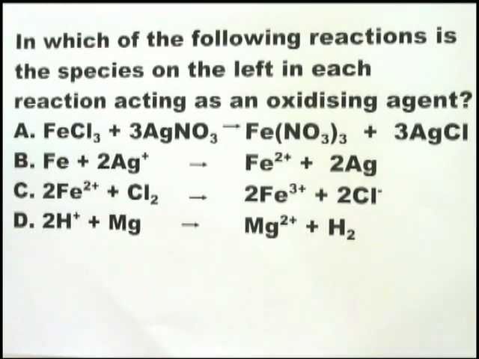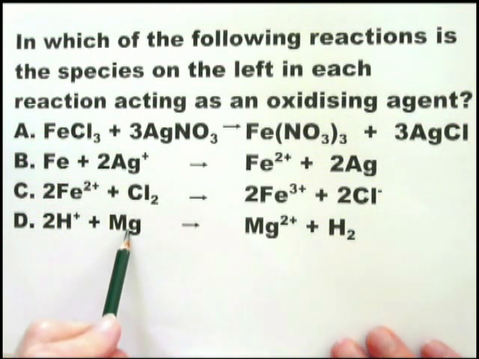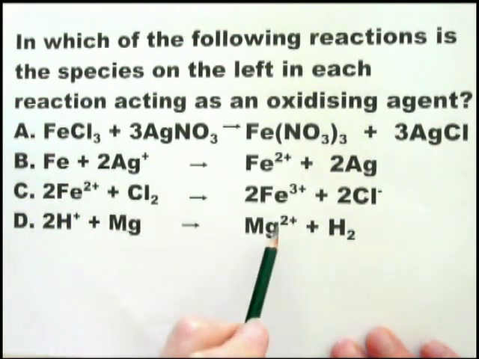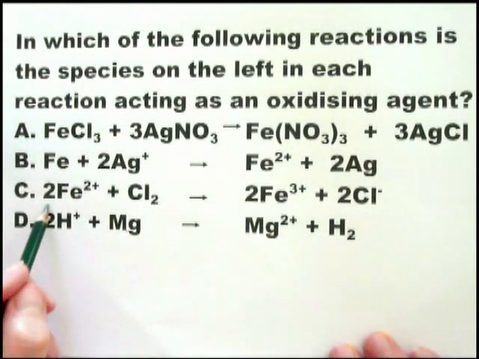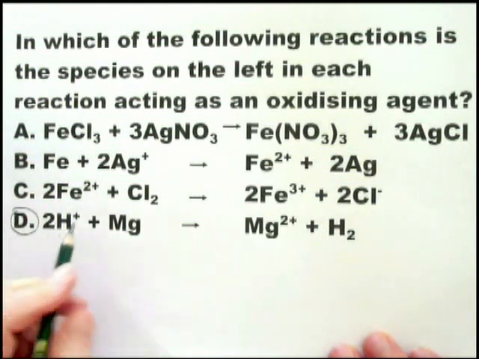Okay, so we're looking at the species on the left, and is it acting as an oxidizing agent? And the answer is, here, Mg is going to Mg2+. That is being oxidized. Therefore, the species on the left is acting as an oxidizing agent. There it is. Very quickly.